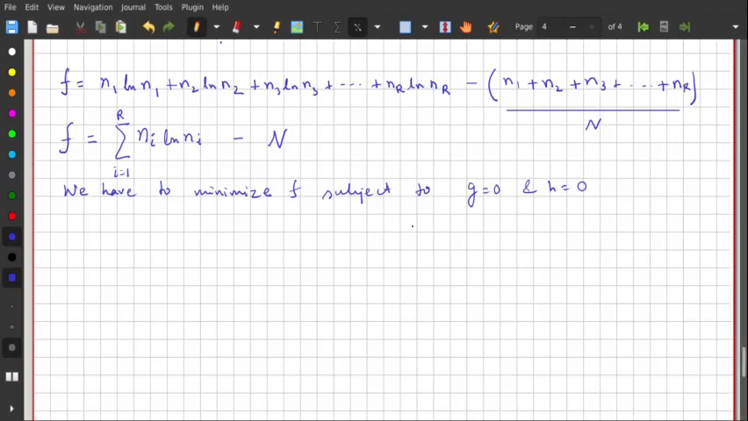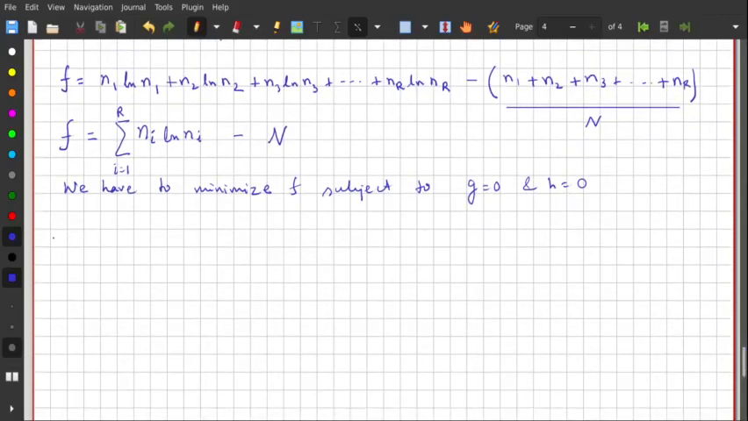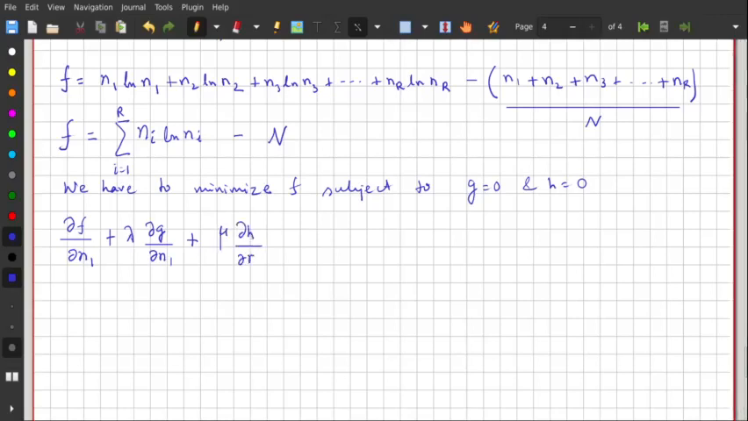So we have two constraints, as you can see, and we have this function with r variables, so you can minimize with respect to r variables basically. Okay, so let us write all the constraint equations. It will become partial f partial n1, if we vary just n1, plus the first Lagrange multiplier lambda times partial g partial n1, plus mu partial h partial n1 equals 0. So that's the first equation.